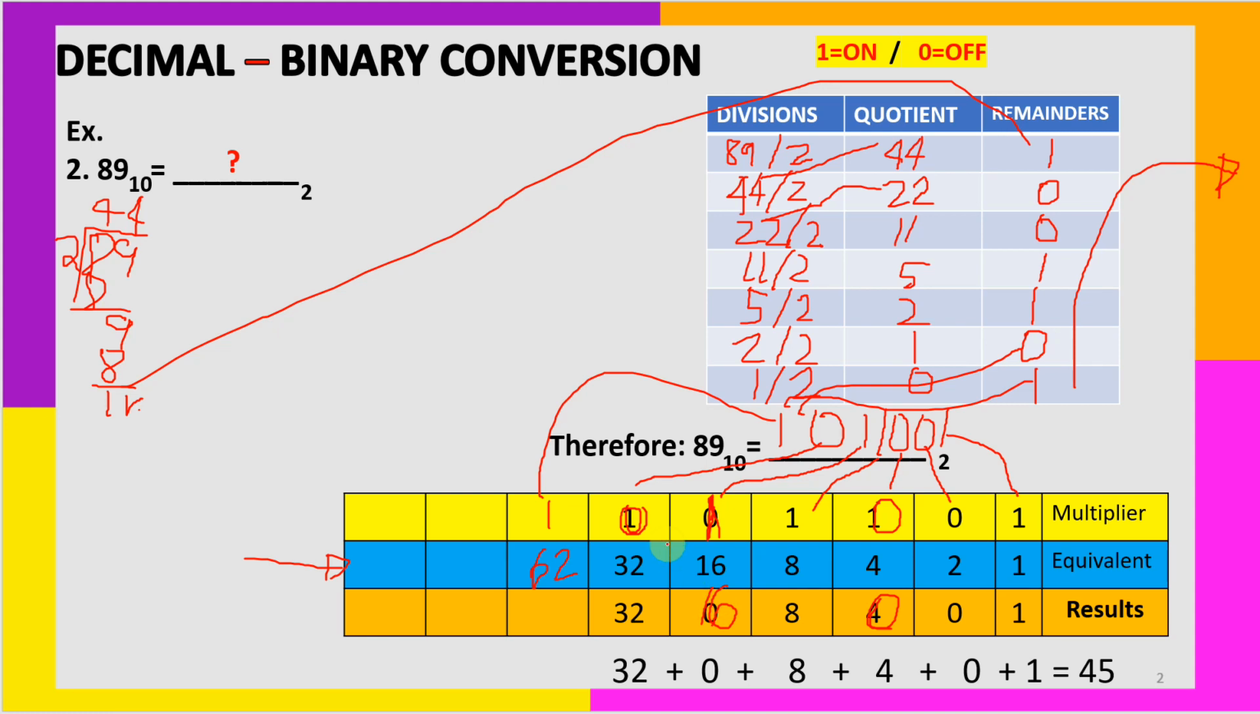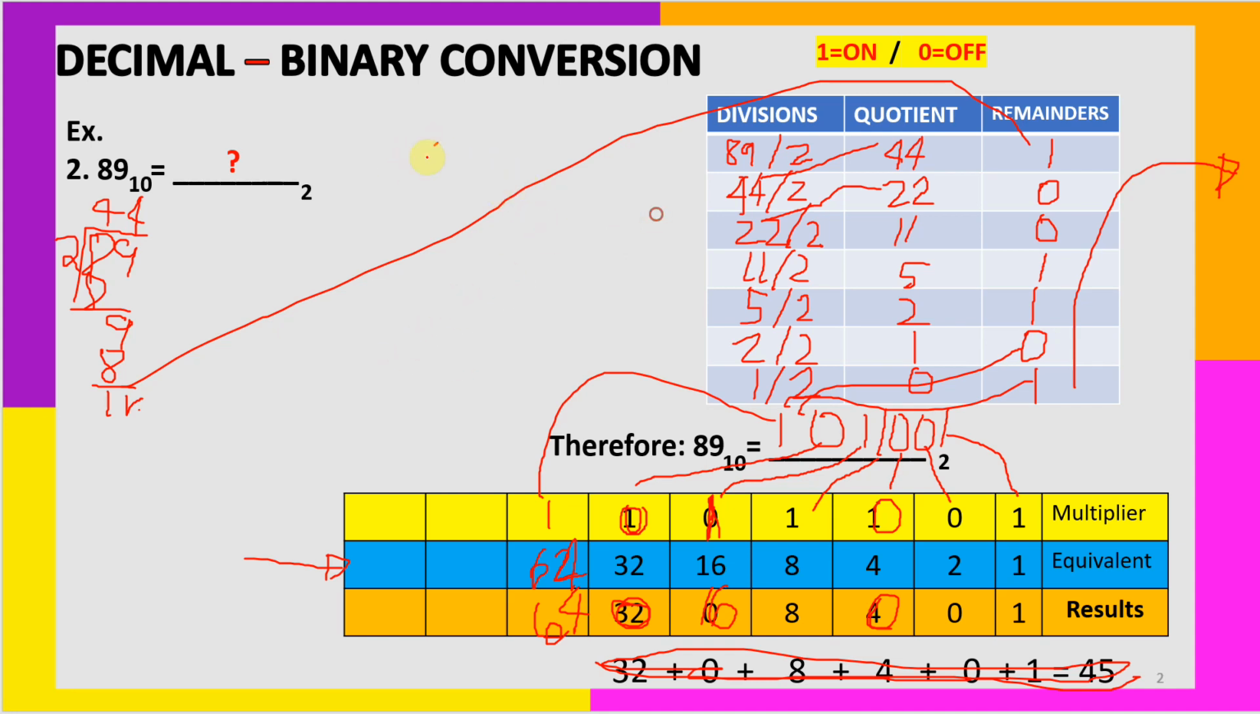Correction. Next, this is 0, so 0 times 32 is 0. And next is 64, not 62. So this time, to check, you count only the on digits. This is for the first example. The first on digit is 64.